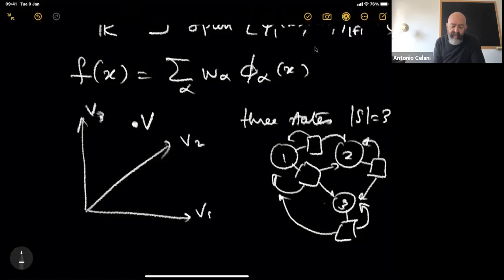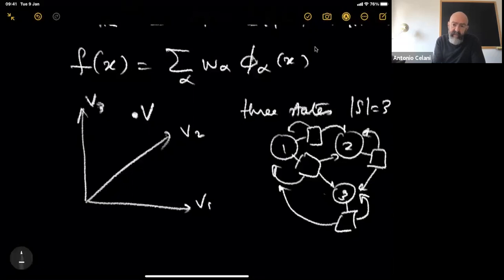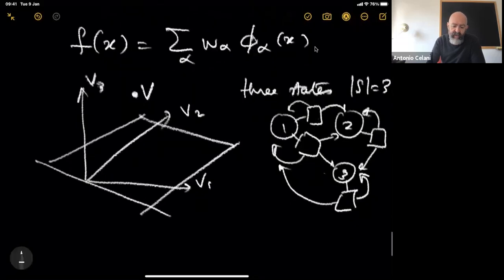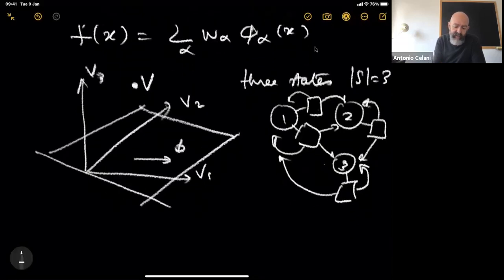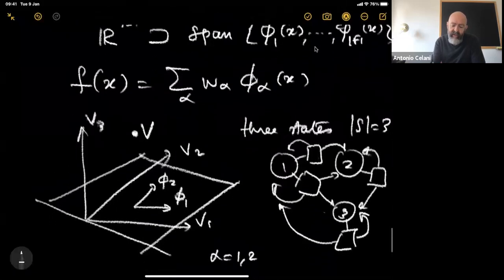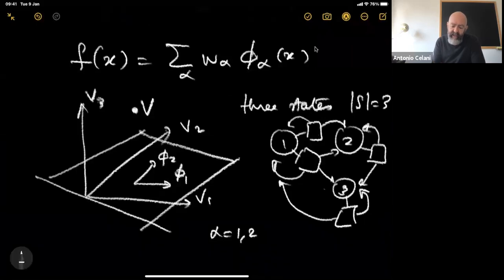And what linear approximation does is that it considers only values which live on a lower dimensional linear subspace. In this case, for instance, a plane. Okay. So this is the plane which is spanned by the two vectors phi one and phi two. So I have two features here, alpha can be one and two. These are two vectors in state space because each of these has a component depending on the coordinate x. Okay, so phi one is a three vector.